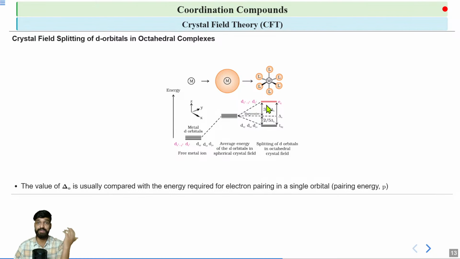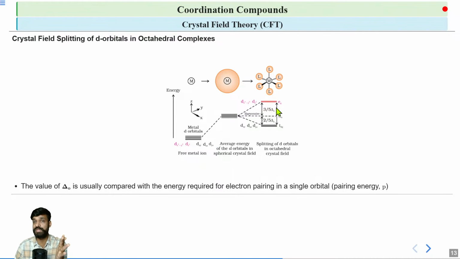Okay, now just go back to the previous part. If it is getting paired up, meaning your pairing energy is less, then in that case inner orbital complexes are formed. Okay, and if your delta O is less, meaning this splitting energy is less, then in that case the electron will go onto the higher orbital, and hence it will form an outer orbital complex. Got it? So here you can clearly see that your crystal field stabilization theory is capable of telling you whether a given complex will be inner or outer.